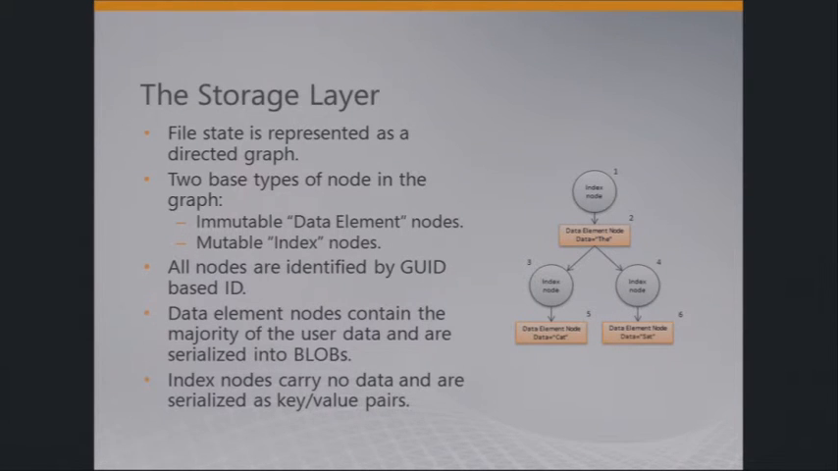All the nodes have IDs that are GUID-based. We actually use a slightly larger GUID than a 16-byte GUID. It's a GUID plus an integer. The reason for that is that they're more compressible. If you use the same GUID component and you've got sequential integers, you can compress those. The documents then define a model for serializing these data elements into binary blobs. And the index nodes can just be represented as key value pairs. So at the end of the day, you've got a bunch of blobs and a bunch of key value pairs that represent this graph.